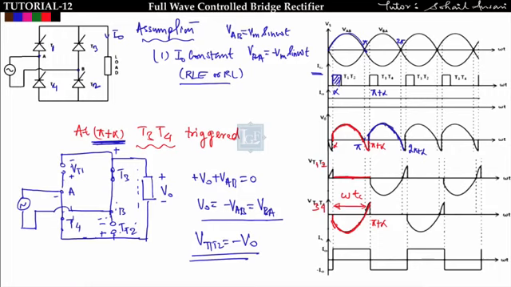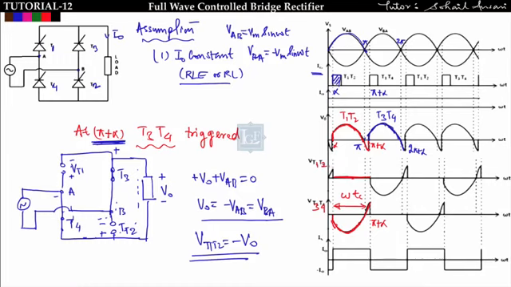That means the voltage drop across T1 and T2 will be negative, and in this case T1 T2 stop conducting from π + α to 2π + α. So in a nutshell I can say that from α to π + α, T1 T2 will conduct, and from π + α to 2π + α, T3 T4 will conduct.